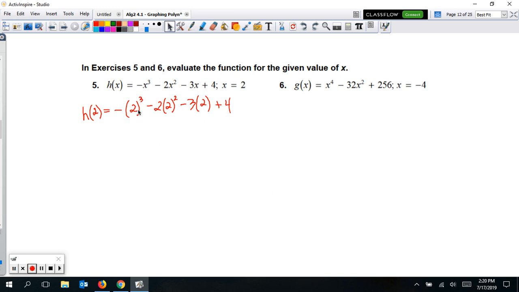So we're going to be working on the exponents first here, which is going to be 2 to the third. That's going to be 2 times 2 times 2, which is 8. And then 8 times the negative in front of it, so it's just a negative 8 for your first term. 2 squared on this one is going to be 4, and then 4 times the negative 2 in front is also another negative 8, so another negative 8 there for the second term. This will be negative 3 times 2, so negative 6, and then plus the 4.